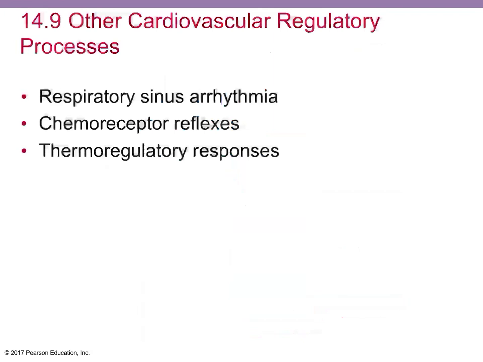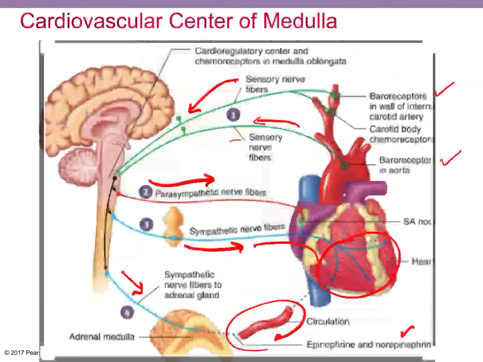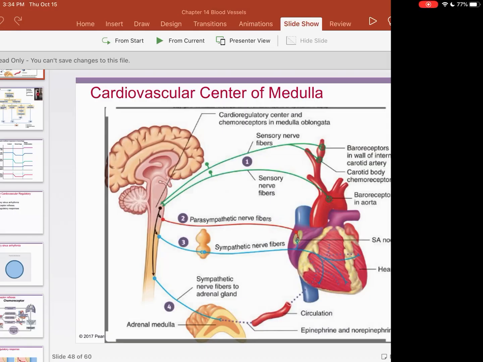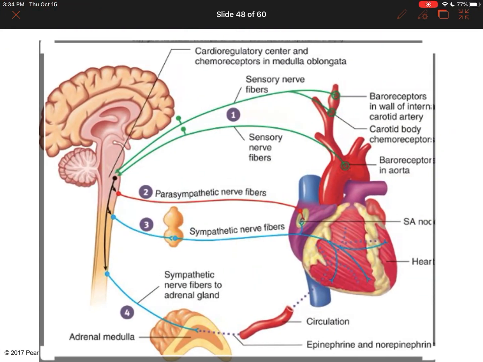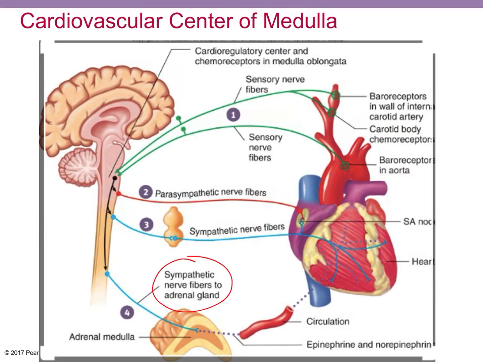Other control mechanisms are hormones, which we talked about earlier. So epinephrine, vasopressin, and angiotensin. So if we look at epinephrine, it's released from the adrenal medulla in response to sympathetic activity. It increases blood pressure.